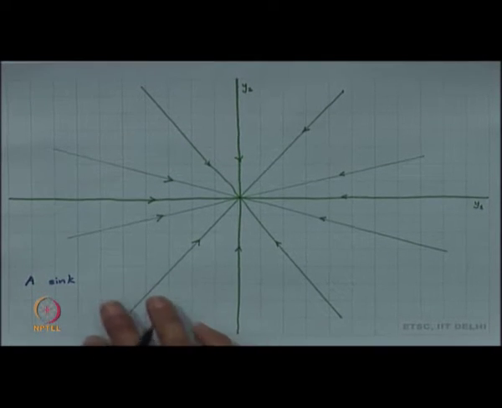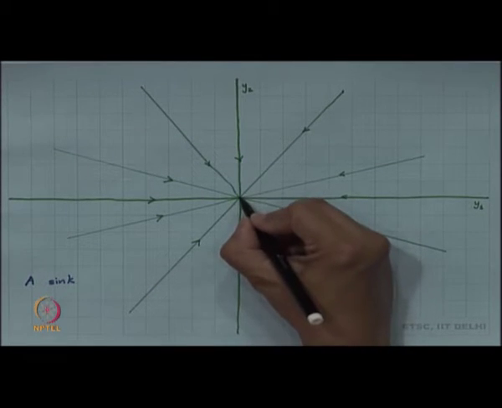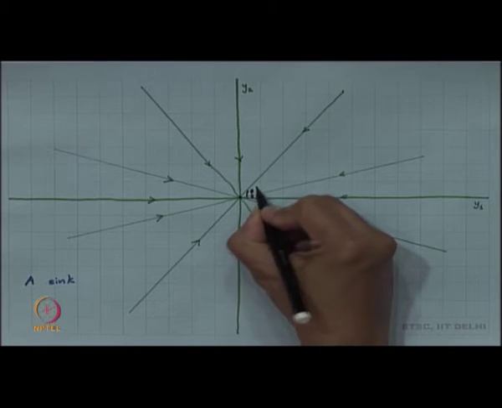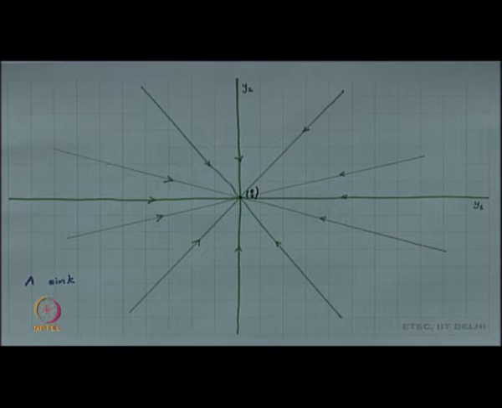So, again here the origin is a sink, but we have a difference here: every orbit is converging to the origin with a constant slope. Now, we can similarly discuss what happens if your lambda 1 is the same as lambda 2 and that is greater than 1.